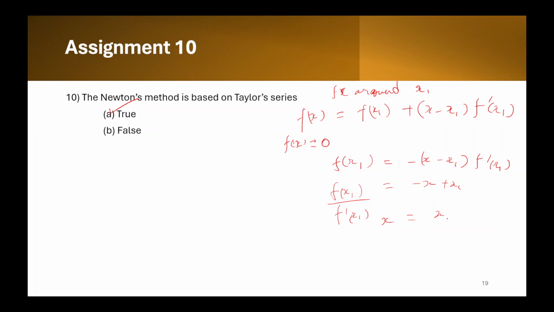So x is equal to x1 minus f(x1) by f dash x1. So that's what you get. So yeah, this is true.